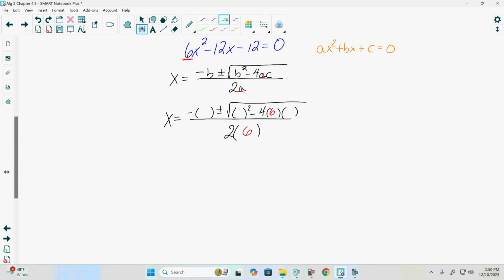The next is our b term. It's the number in front of x. Now we do take the negative with it, so b is negative 12. So we plug negative 12 into the two places where b shows up, here and here. And lastly, c is our term without x. It's our constant term. It shows up only in one spot, right next to the 4ac.